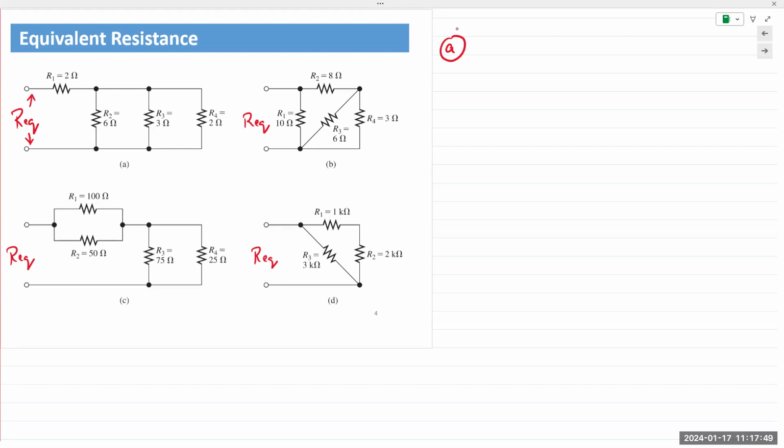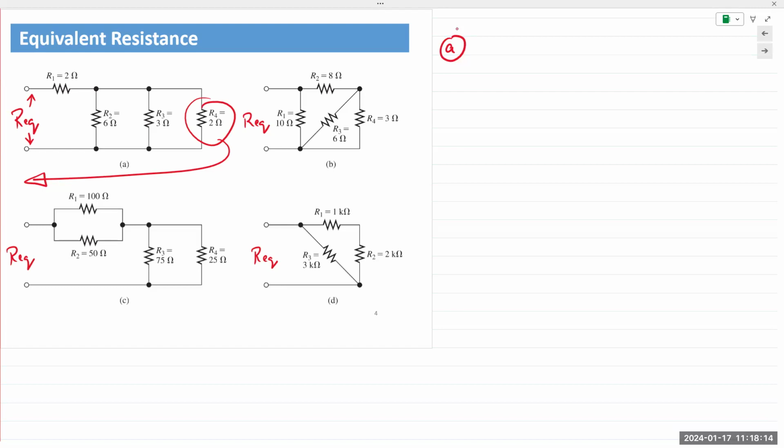So when you want to do this measurement on paper, what we do is we start at the farthest end of the circuit and move towards the front end. We start at the farthest end and we reduce the circuit step by step until there's only one resistor remaining towards the open pair of terminals.